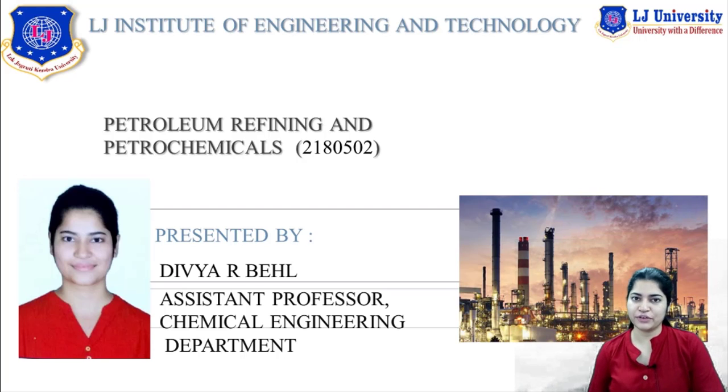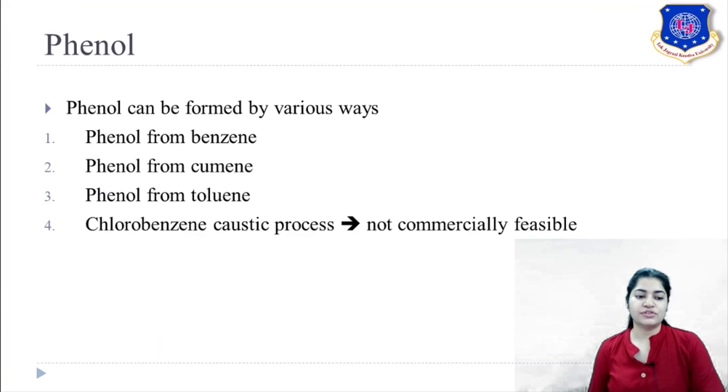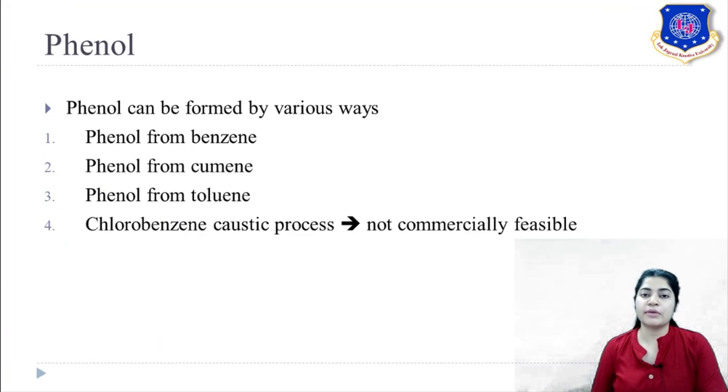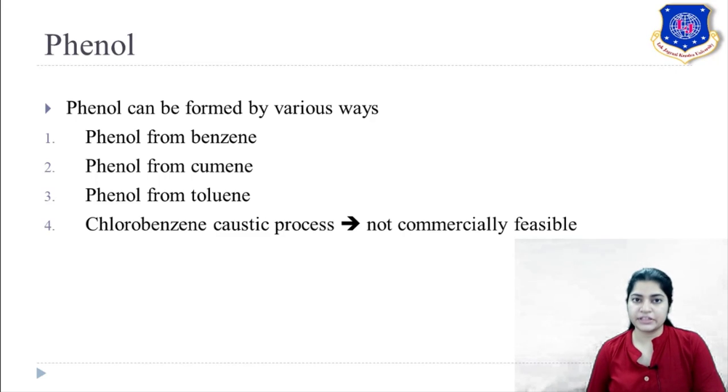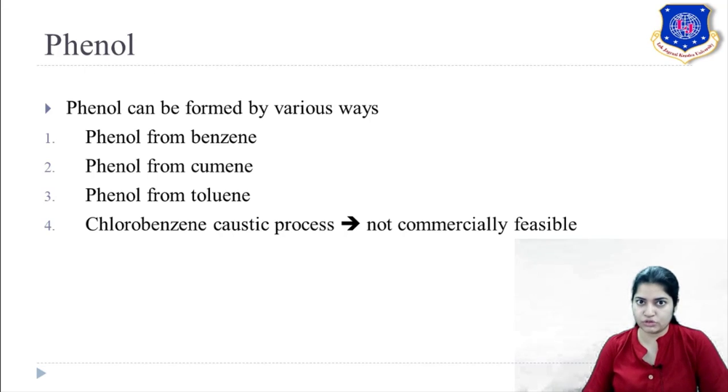The subject that we are going to continue is petroleum refining and petrochemicals. In this lecture we will study phenol, the process flow diagrams and methodology of phenol. Phenol can be manufactured in various ways, using various reactants. First, phenol can be obtained from benzene, cumene, toluene, and there is another one, the chlorobenzene caustic process, where you are using NaOH also.